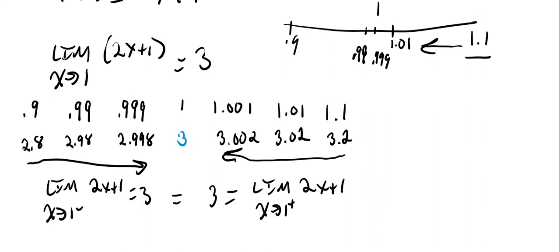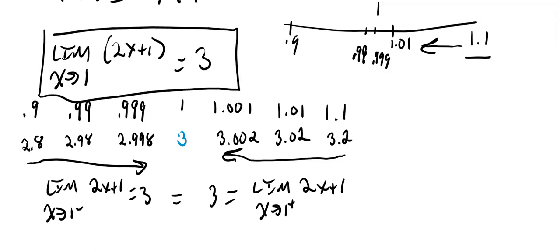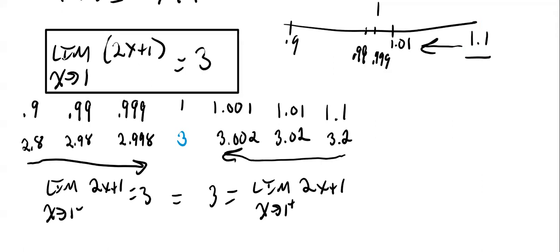They're the same. They're both approaching the same single number, 3. So we say that the limit appears to be 3. That's basically how these limits work. And again, if you notice, I did not plug in 1.